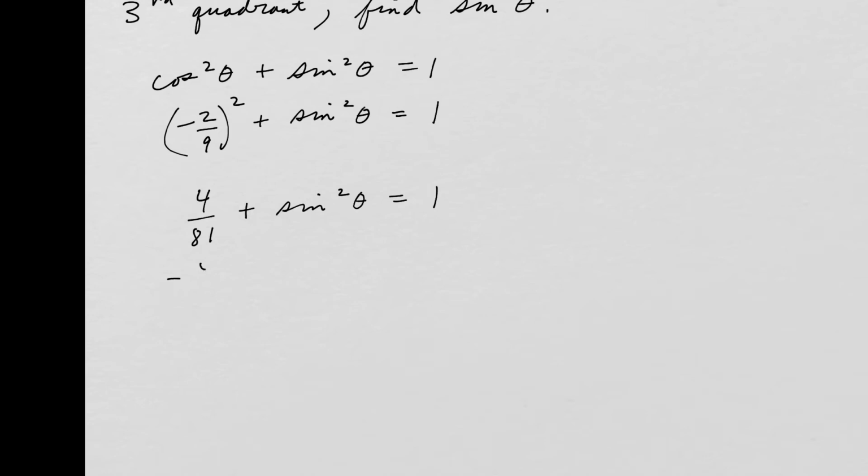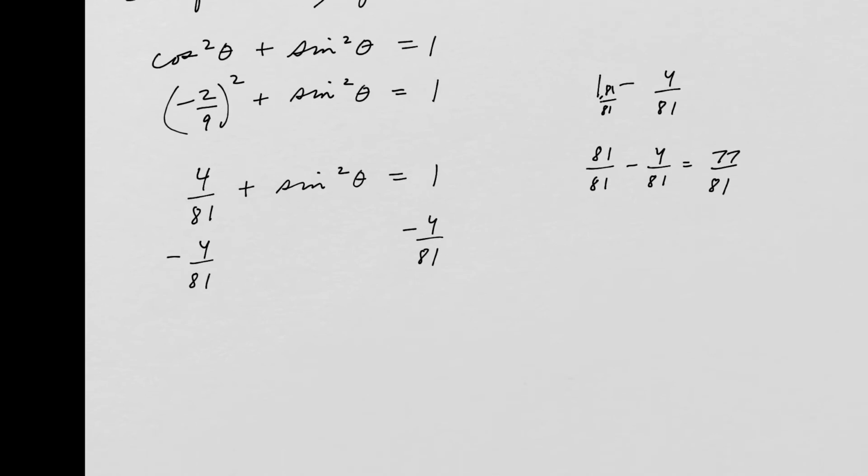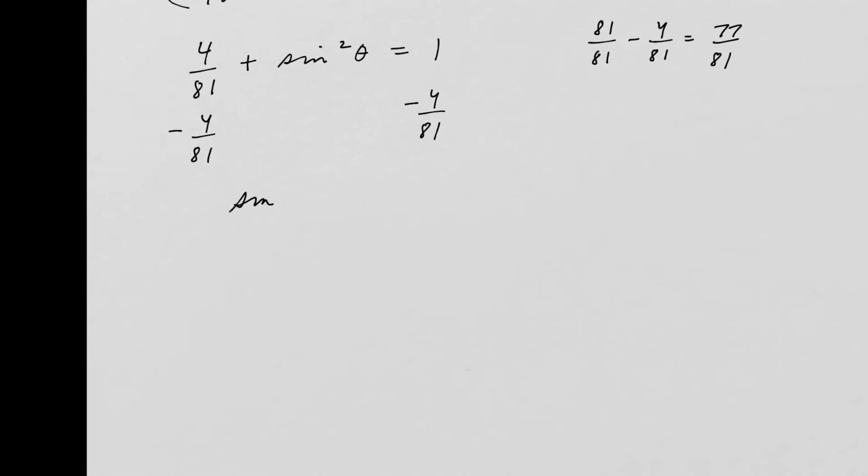I need to subtract 4/81 from both sides. So if you do 1 minus 4/81, we need to have the same denominator, so I can rewrite this. If I multiply by 81 over 81, I can write this as 81 over 81 minus 4 over 81. That's what? 77 over 81. So I have sine squared of theta is equal to 77 over 81.